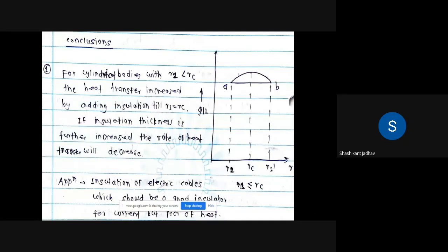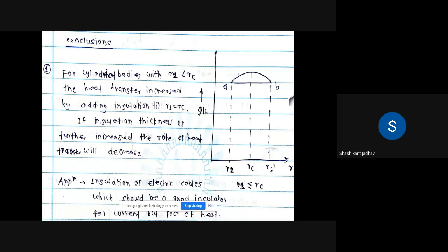Okay, so we have discussed the critical thickness of insulation for the cylinder, and from that we have calculated the critical radius for the cylinder. We get the equation RC is equal to K upon HO. By using that equation we have to calculate the value of RC. That RC is nothing but the critical radius of the insulation.